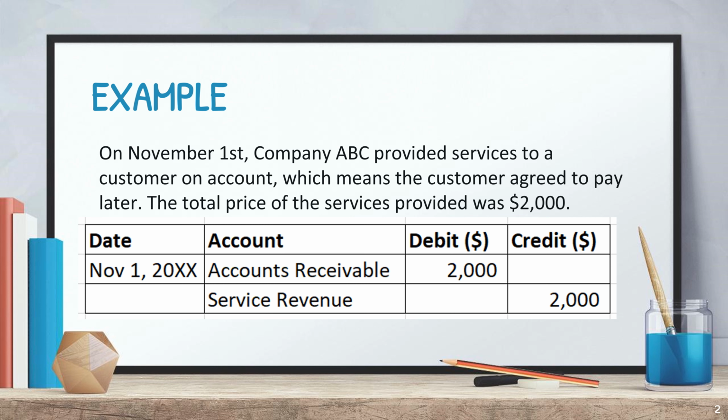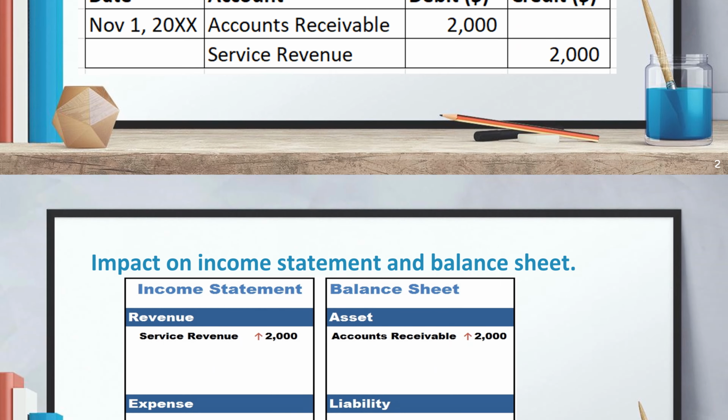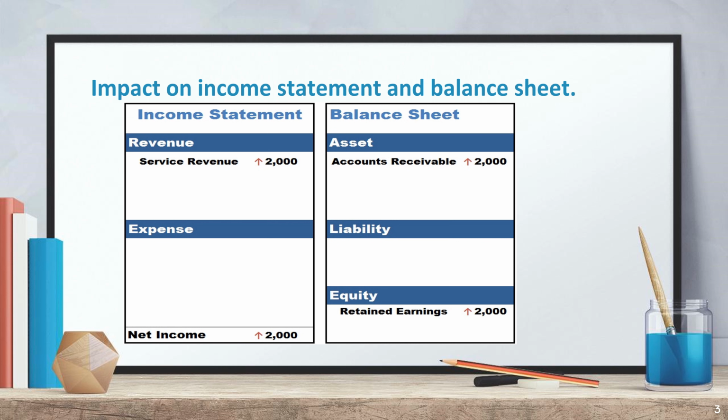In this journal entry, we debit accounts receivable for $2,000 because it represents the amount owed by the customer. On the other side, we credit service revenue for $2,000 to recognize the revenue earned from providing the services. Now let's see how this journal entry impacts the income statement and balance sheet.